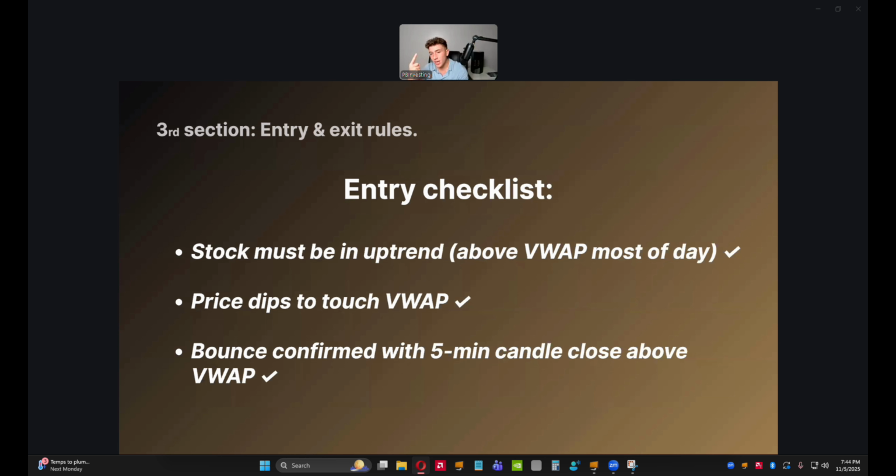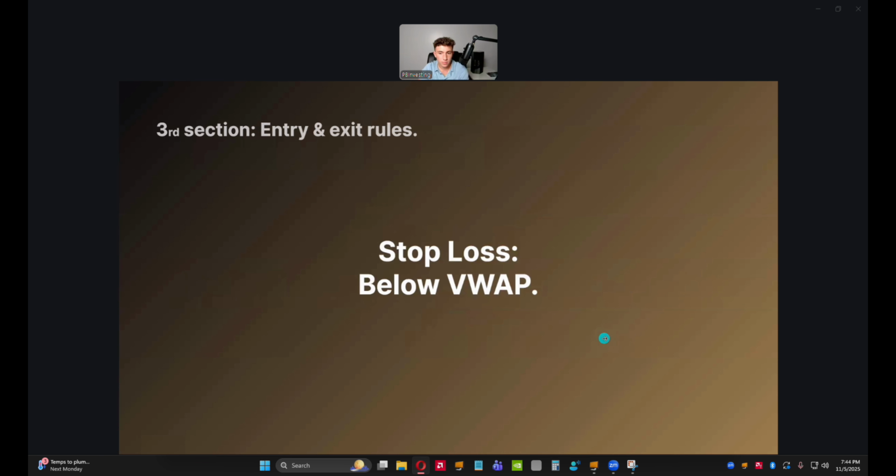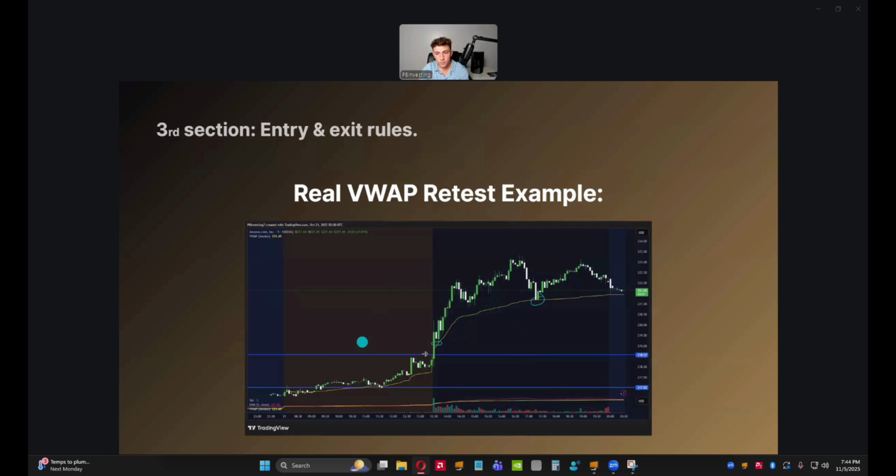So look, this is when you trade a VWAP retest. The stock must be in an uptrend. VWAP must be above pre-market high. Then the price dips to touch VWAP. Once it touches VWAP, you enter. You don't have to wait for the candle close. You can just enter on the tap. Your stop loss is below VWAP. So let me show you guys.